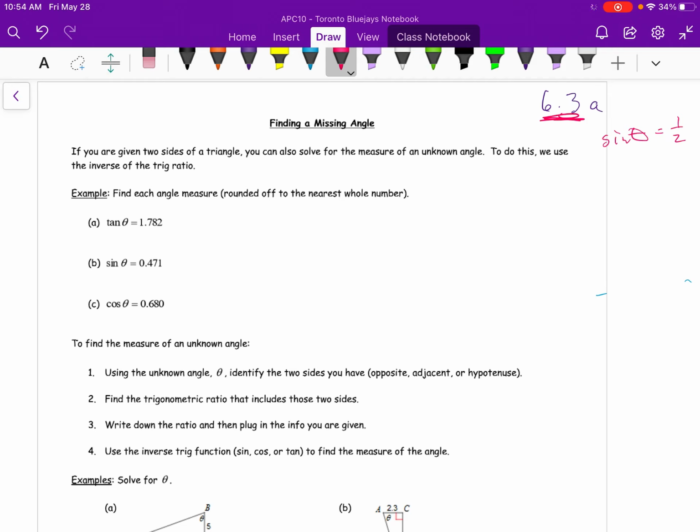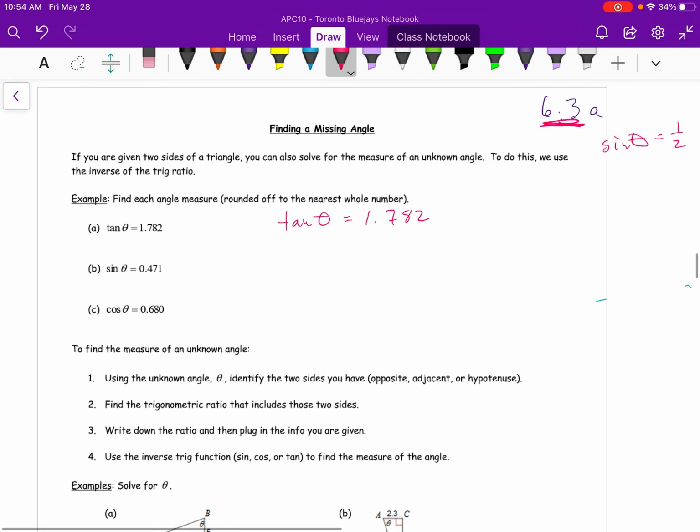Example: find each angle measure, rounded off to the nearest whole number. If I know that the tangent ratio is 1.782, that is, tangent is opposite over adjacent, so if opposite over adjacent is 1.782, what is theta? Well, tan theta is equal to 1.782. What I can do to both sides is inverse tan, and I'm going to apply that to both sides.